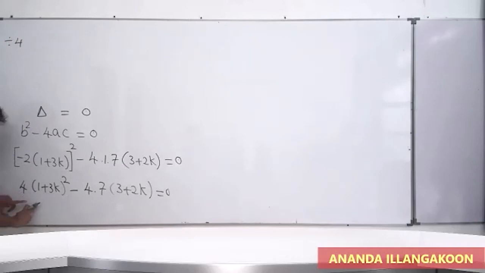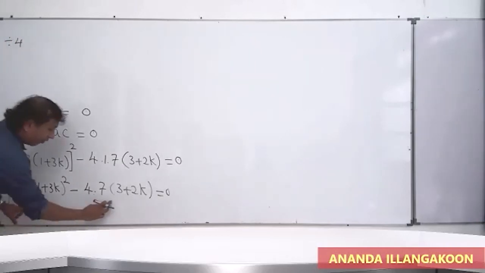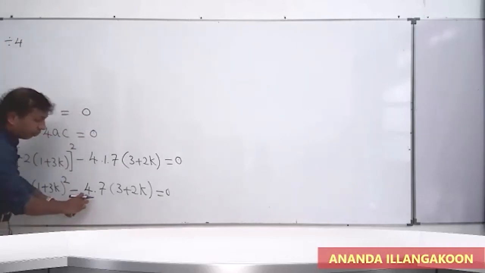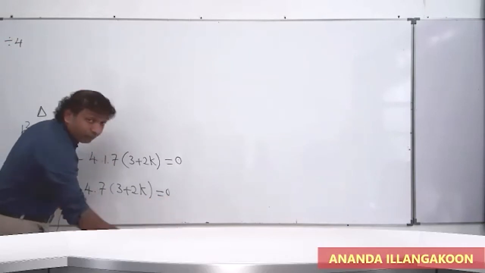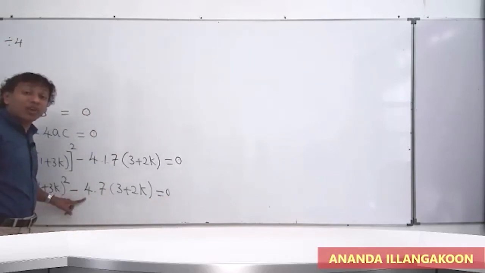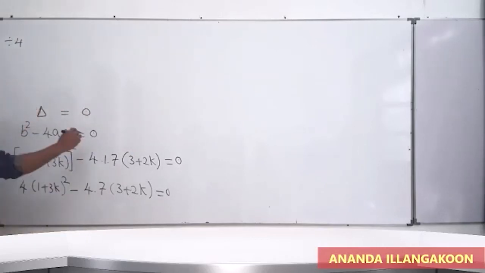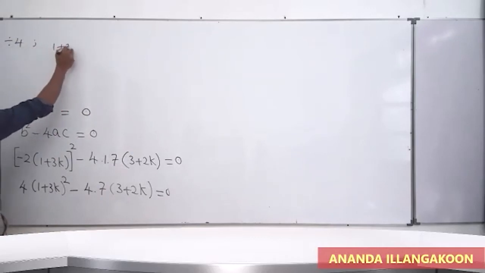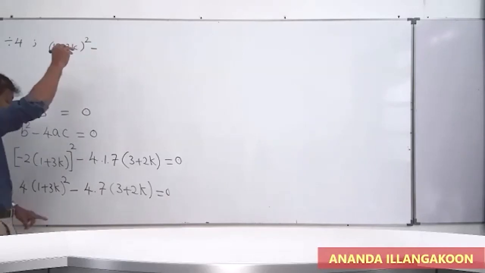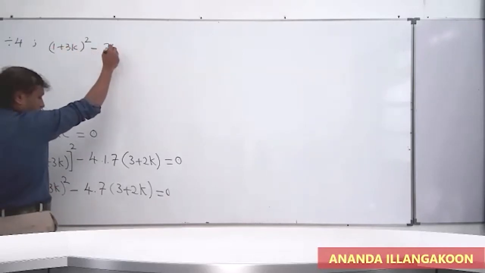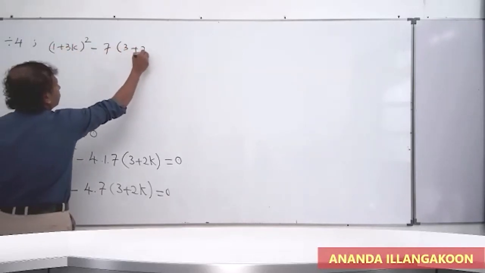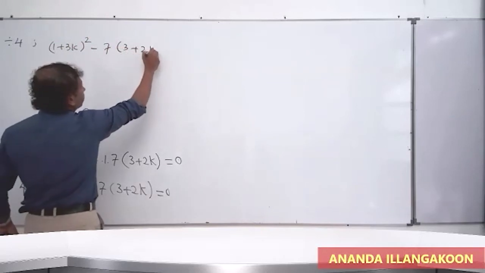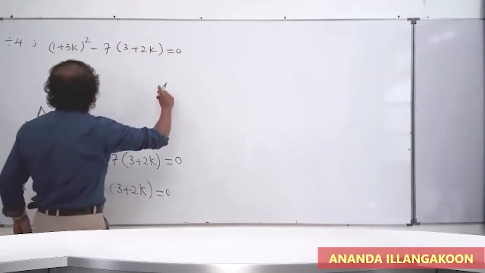We divide this by 4, 4 and 4 will cancel off. We divide 0 by 4. When you divide 0 by 4, what's the answer, people? 0. So then what do you get? (1 + 3k)² − 7(3 + 2k) = 0.